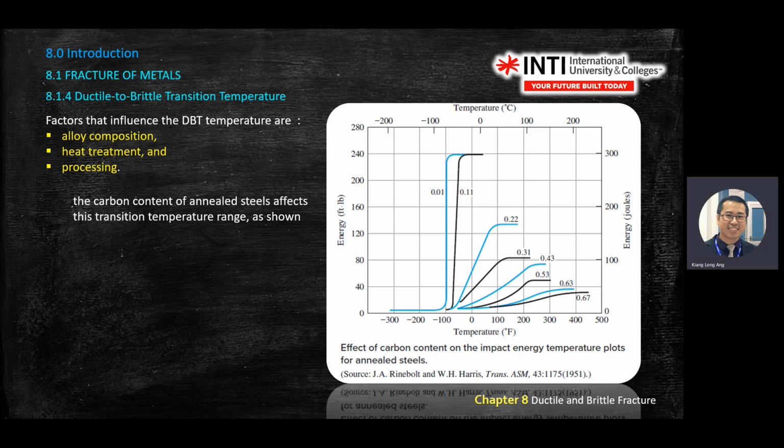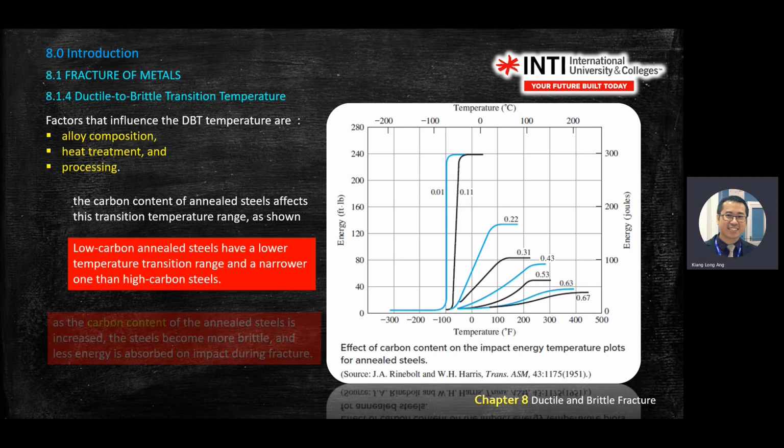As you can see on the diagram here, energy versus temperature, you have two y-axes. On the left is imperial unit, on the right is joule. For temperature, the one above is Celsius, below is Fahrenheit. So when you read the graph, refer to the correct axis. For engineering materials, the graph sometimes does not follow the normal setup. Just be careful.